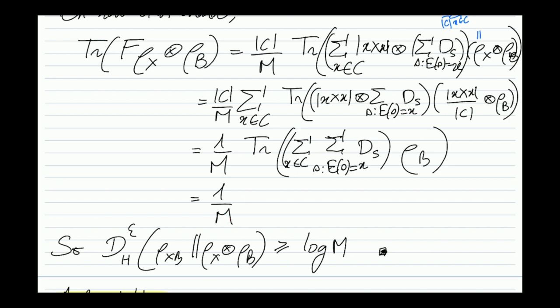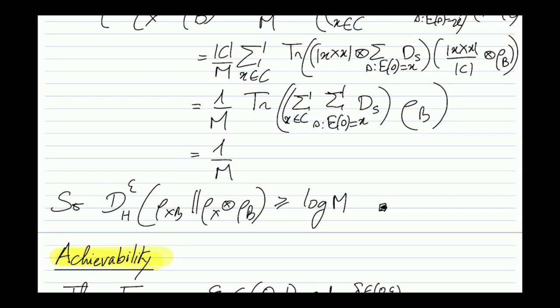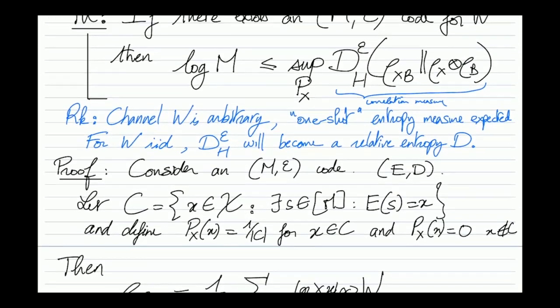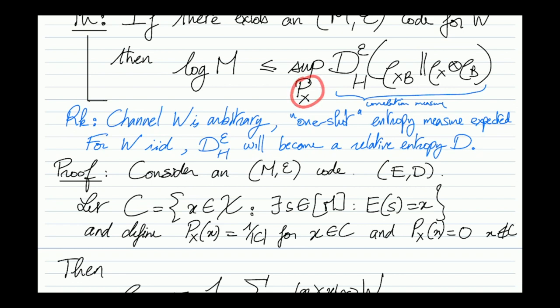Again, the type two error probability is 1 over M. By definition of my hypothesis testing relative entropy, it is at least minus log of the error probability, which is just log M here. What I did is construct a P_X such that log M is at most D epsilon for this P_X. But if I take the supremum over all P_X, it's even larger. So it's clear that I have this inequality. Is this converse clear?